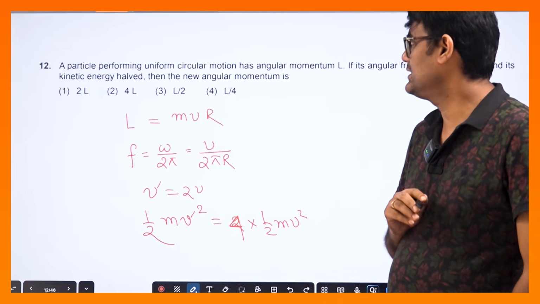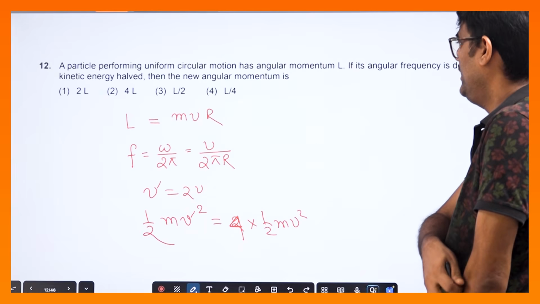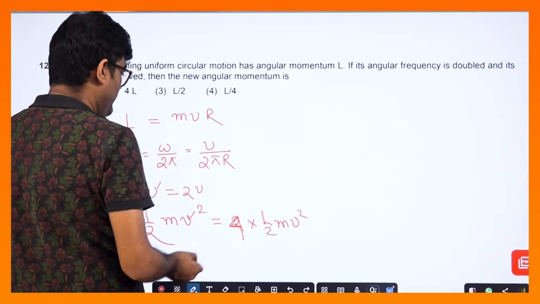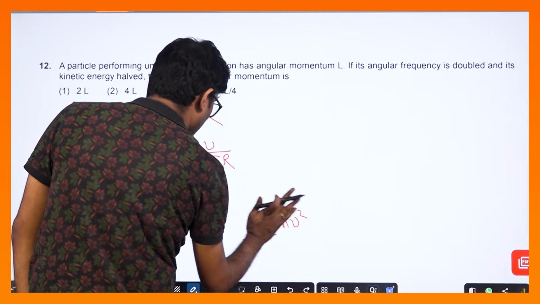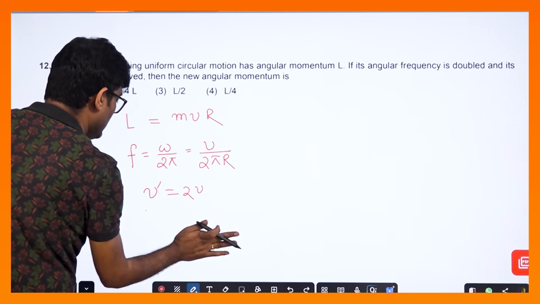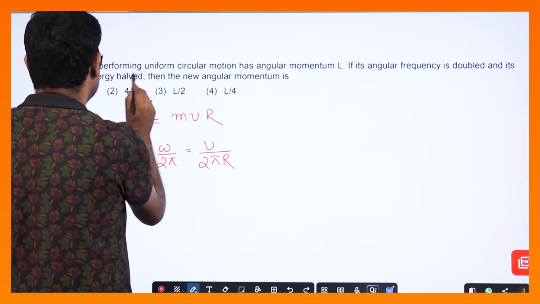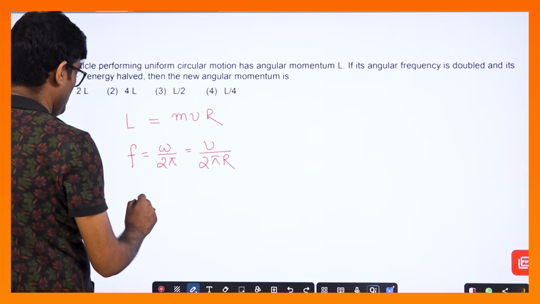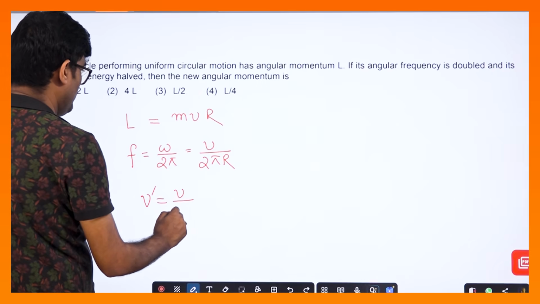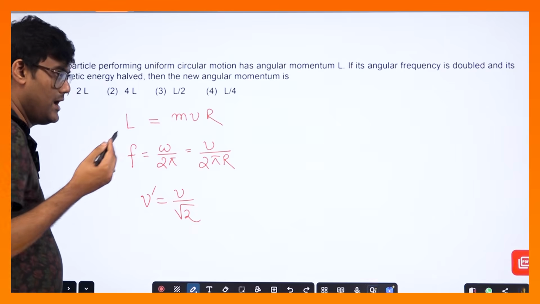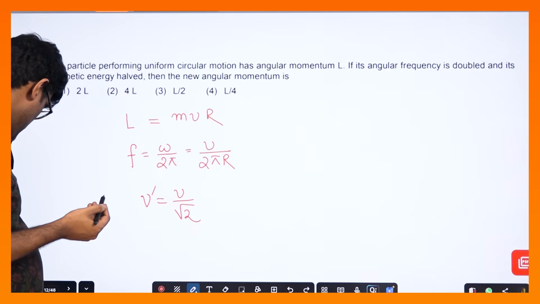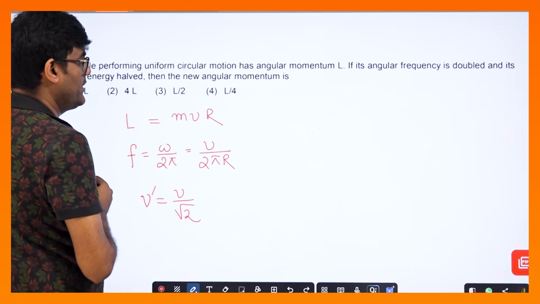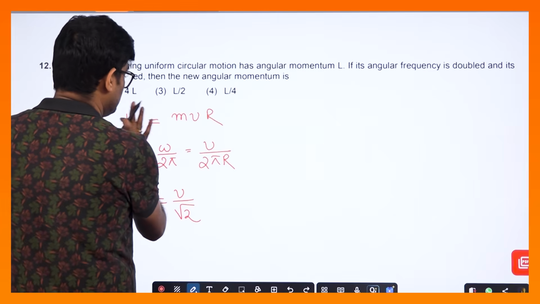I think the radius of the circle can be changed, right? It's a circular motion, it's not given. So I will change the radius, making the velocity according to the angular momentum, right? I will set velocity according to the kinetic energy. So if I say that kinetic energy is half, then velocity must be 1 by root 2 times, right? New velocity is velocity by root 2 if kinetic energy is 1 half, because kinetic energy is proportional to v square, right?